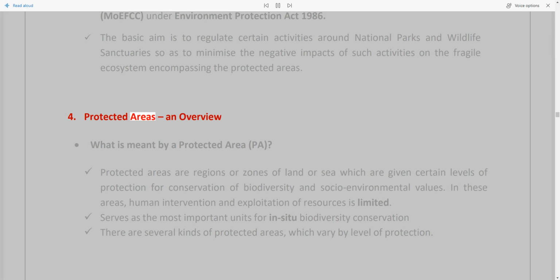4. Protected areas, an overview. What is meant by a protected area, PA? Protected areas are regions or zones of land or sea which are given certain levels of protection for conservation of biodiversity and socio-environmental values. In these areas, human intervention and exploitation of resources is limited. Serves as the most important units for in situ biodiversity conservation. There are several kinds of protected areas, which vary by level of protection.